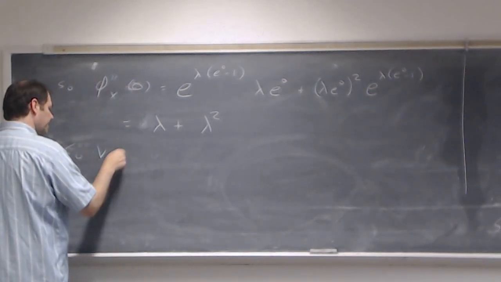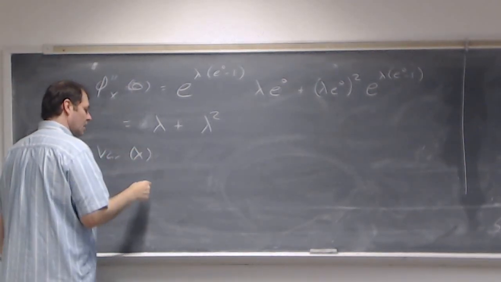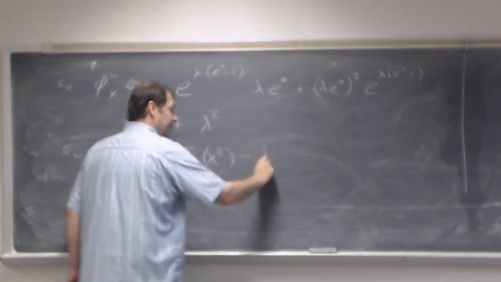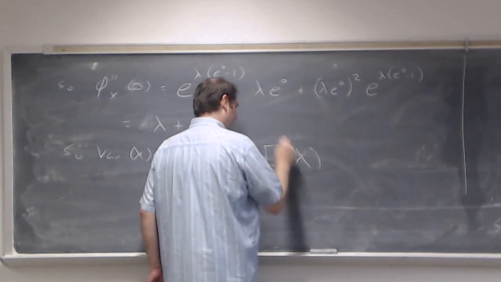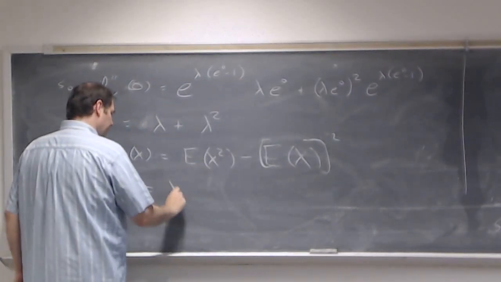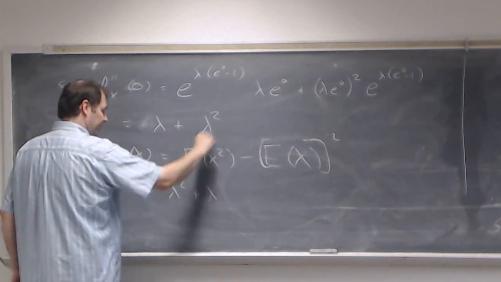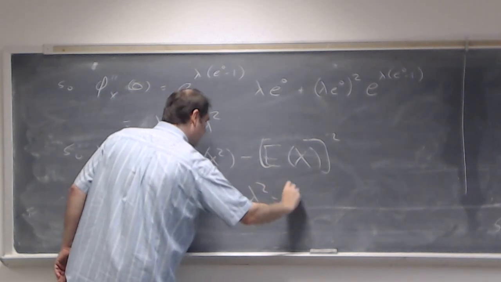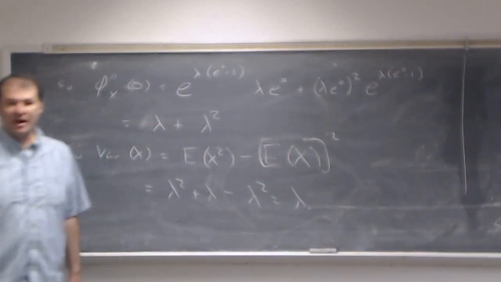So the variance of X for this Poisson random variable is nothing more than the expected value of X squared minus, I'm not using the formula this time, the expected value of X, squared. We just found this to be lambda squared plus lambda, minus this, which is lambda squared, and so we again get lambda. That's what we wanted to show.